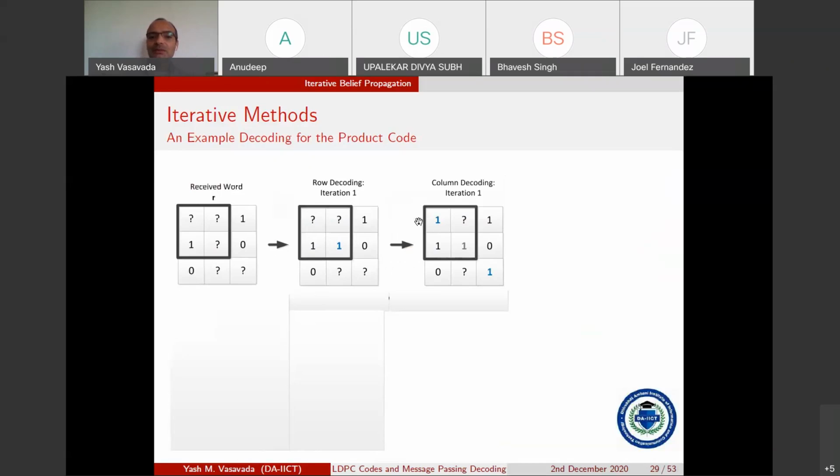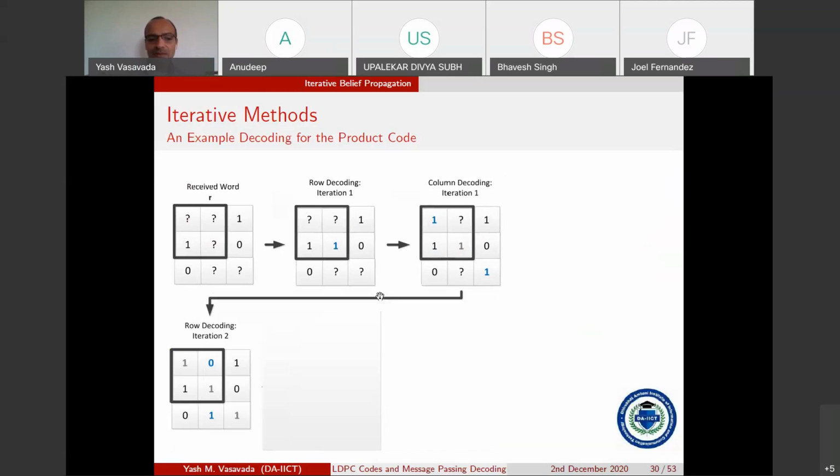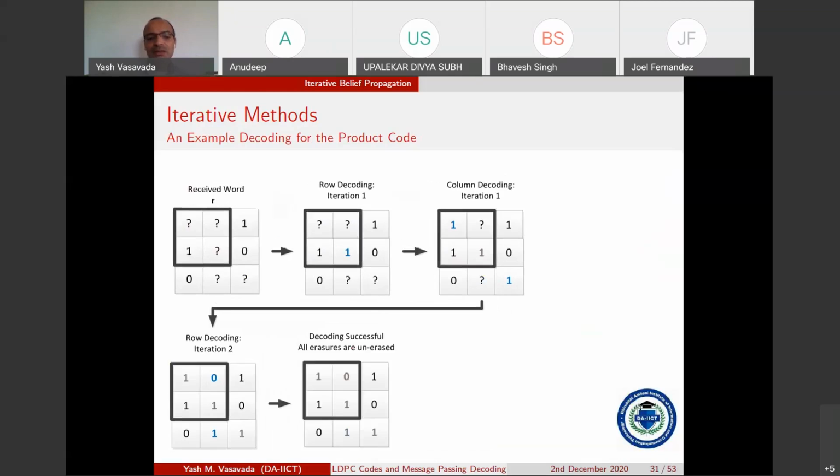This is the end of the first iteration. You'll go to the second iteration. Again, start row by row. At the first iteration, first row, you couldn't do anything. But in the second iteration, you will replace this question mark with 0. And you will replace this question mark also with an unerased bit, which is going to be 1. So at the end of the second iteration, not even the full second iteration, just the row portion of the second iteration, you unerased all of the bits, which is pretty impressive.